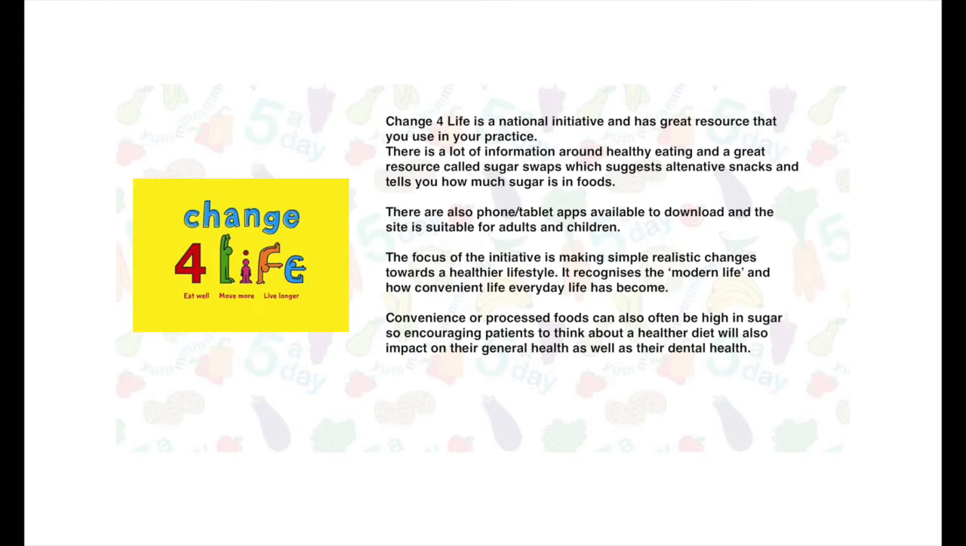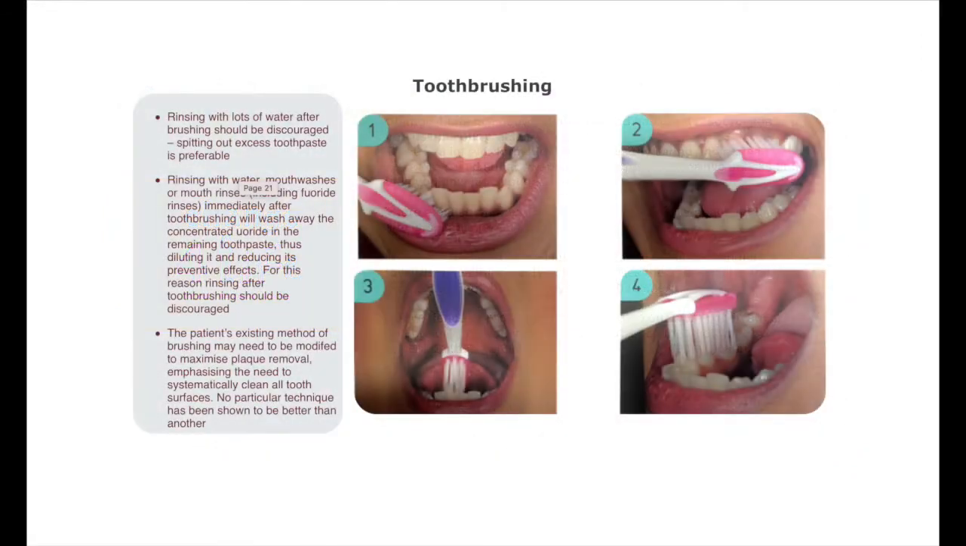One of the advantages of the Change for Life initiatives is that they recognise modern life and how we use convenient foods, and how small changes can be made that are simple and realistic to improve dental and general health. As well as looking at making diet changes, effective toothbrushing twice a day to remove plaque will also contribute to lowering the risk of tooth decay, as well as improving gum conditions and preventing gum disease.